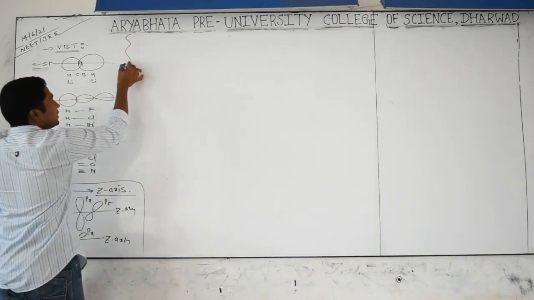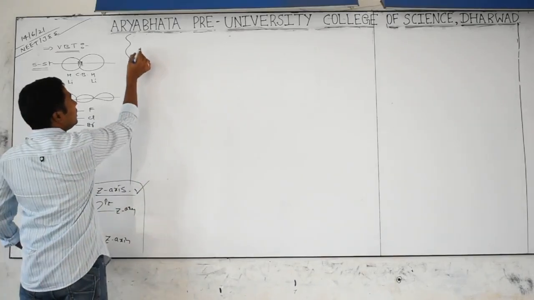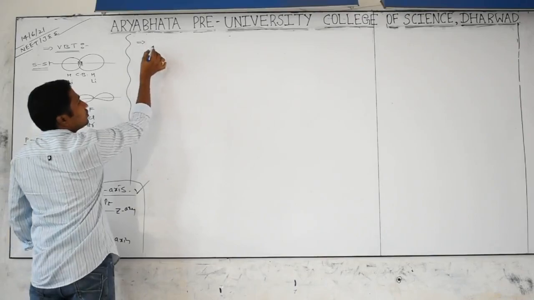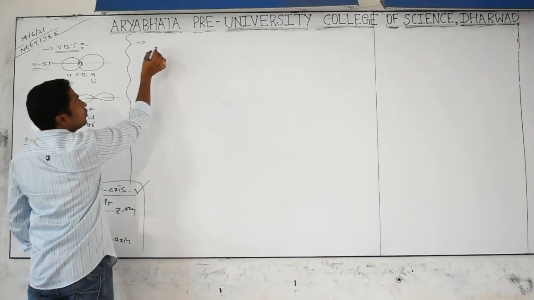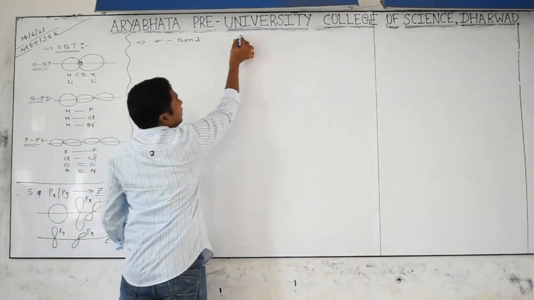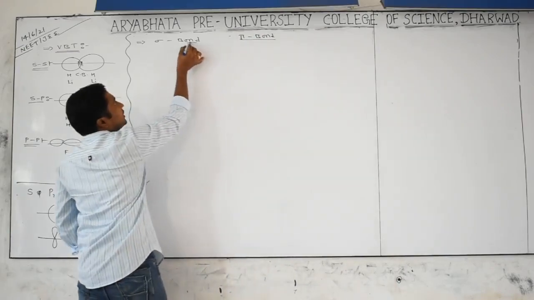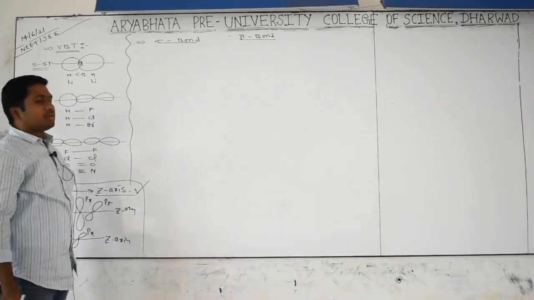Now we are discussing something else, which is important. We go for the types of covalent bond based on the type of overlapping: the sigma bond and the pi bond. What is the meaning of sigma bond and pi bond? We will discuss it.